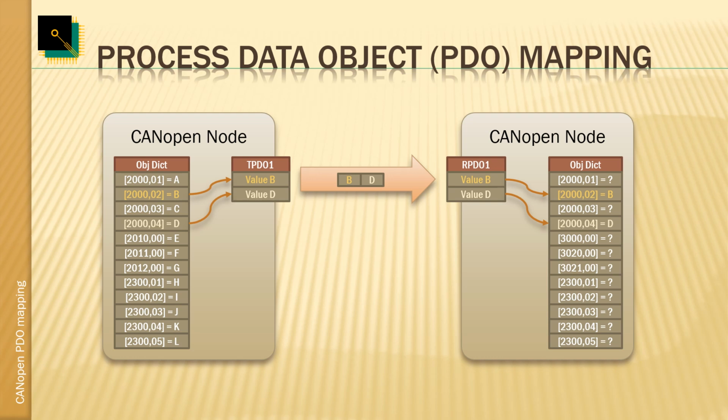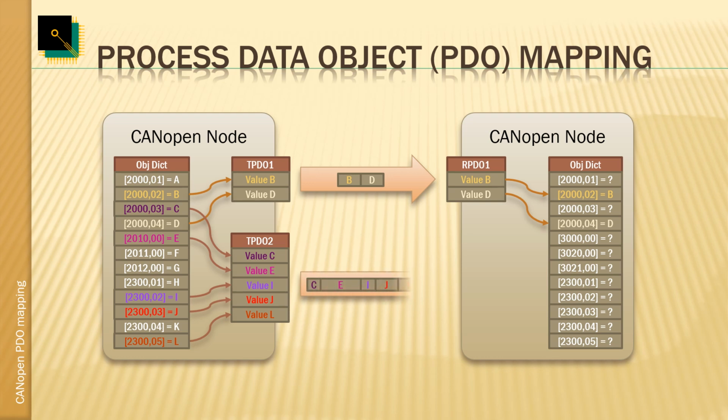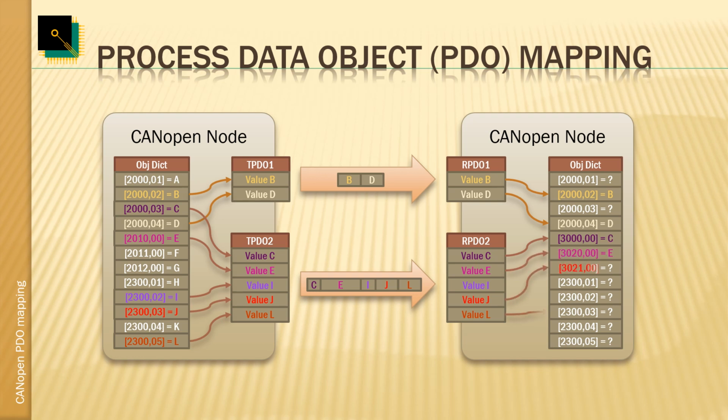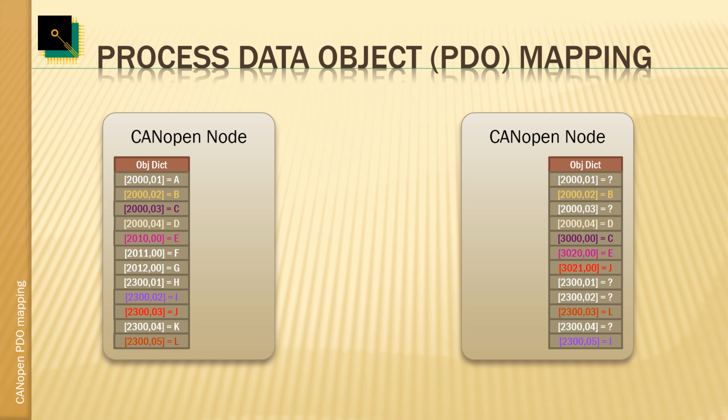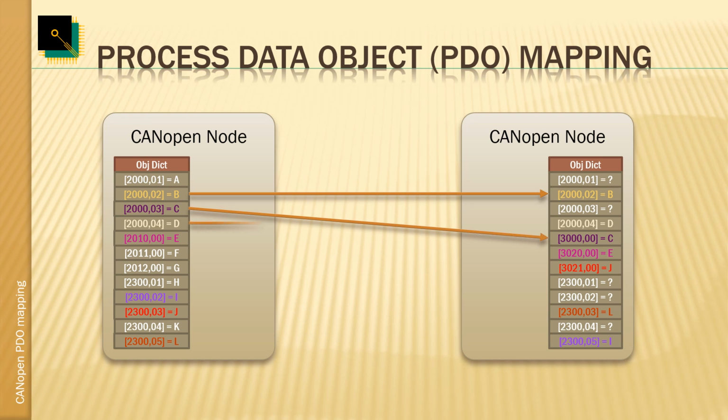So depending on application and requirements, it could be that what we are mapping here on the transmit side into transmit PDO2 then gets transmitted, and on the receiving side is sorted into completely different object dictionary entries. For example, value C comes from 2000 subindex 3, but in the destination node goes into 3000 subindex 0. That example shows us that really from any object dictionary entry you can transfer data to almost any object dictionary entry as long as it's the same size.